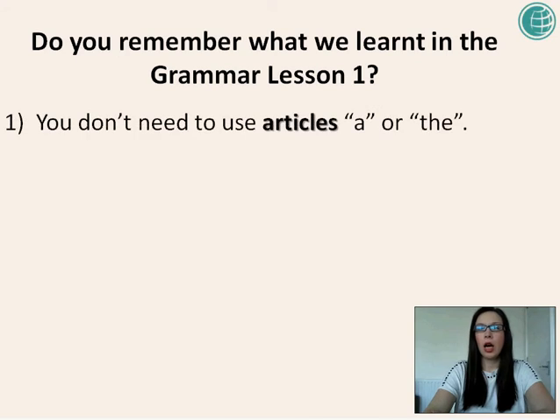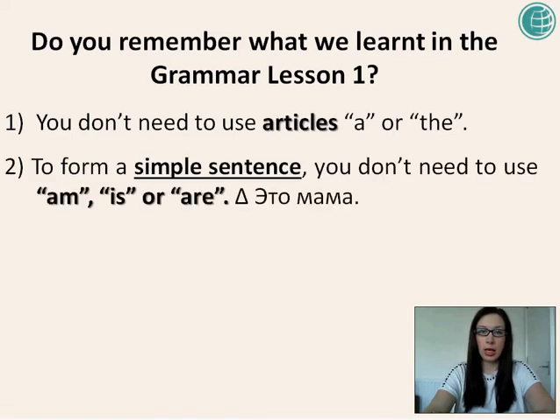Let's see. First rule that we learned was about articles. In Russian language, we don't have articles and you don't need to think about them. Second, to form a simple sentence, you do not need to use am, is, or are. For example, to say this is mother, you have to say это мама. You don't need to use the present tense of the verb to be.